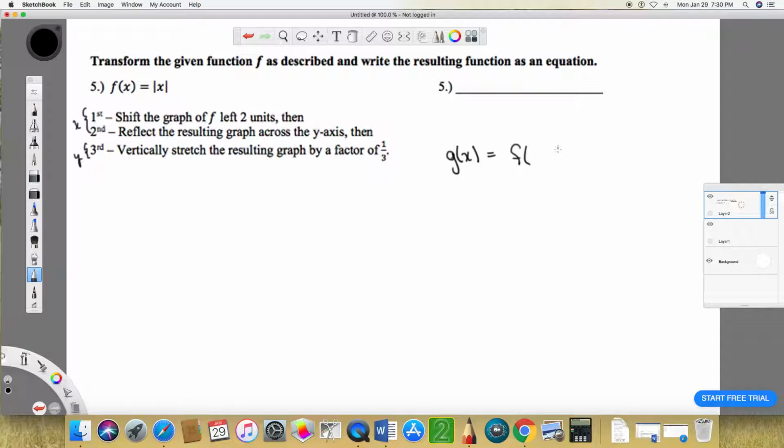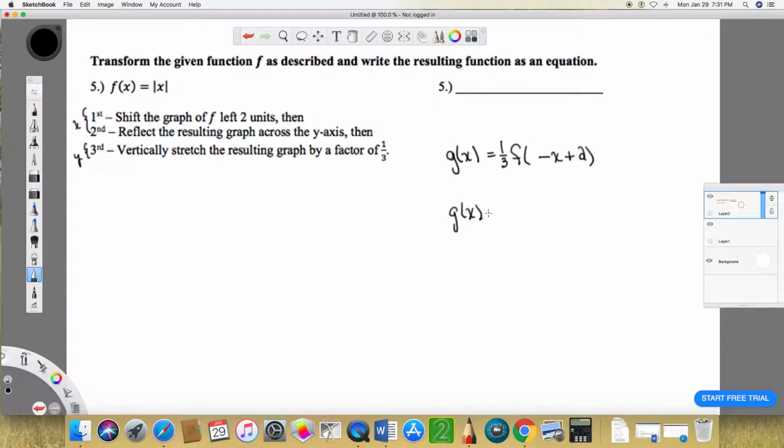To go to the left means that we're going to take x and add 2. And then to reflect it across the y-axis means that we're going to have a negative sign in front of that x. So now we move outside of the parentheses. A vertical stretch by a factor of 1/3 means to multiply this by 1/3. So that's how we write this in function notation. But to write it with this parent function, that's what they want.